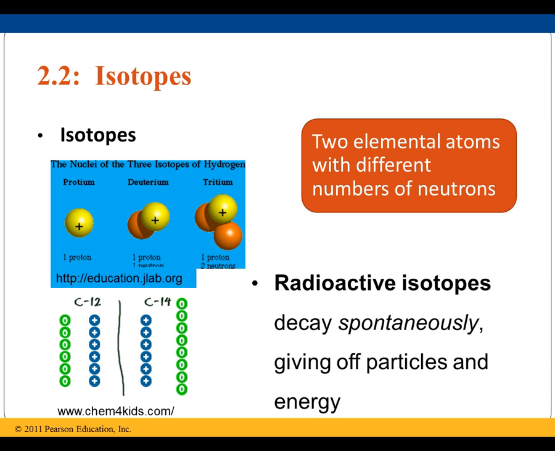It's a tool that researchers utilize to date fossils and the age of the Earth and those kinds of things. It's a very accurate tool. So isotopes have a different number of neutrons. Ions have different numbers of electrons.